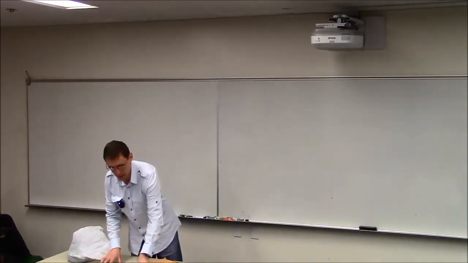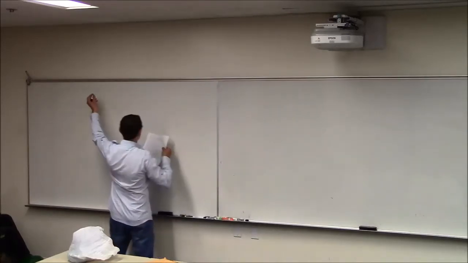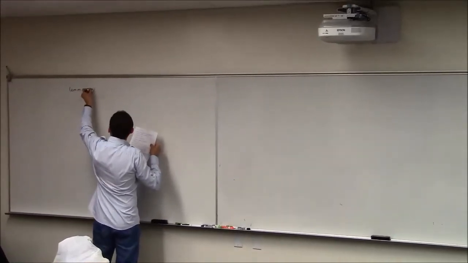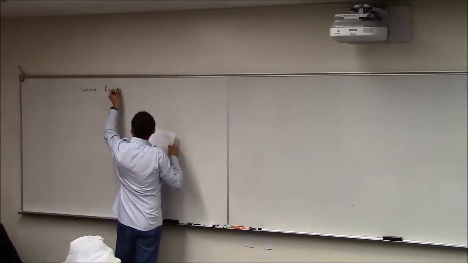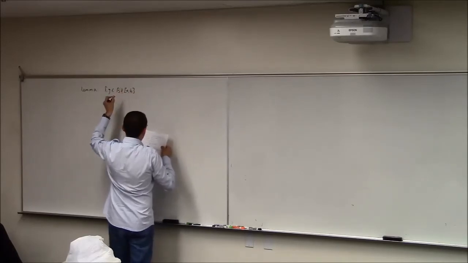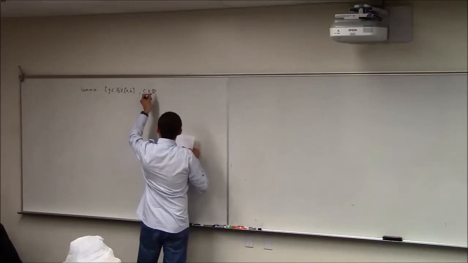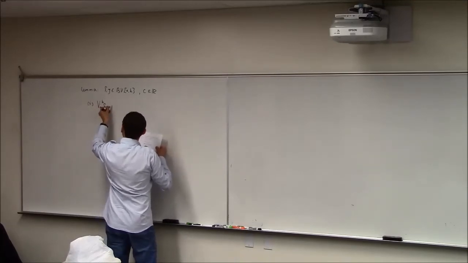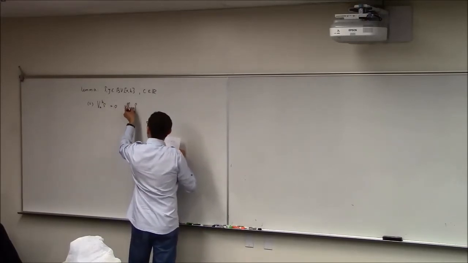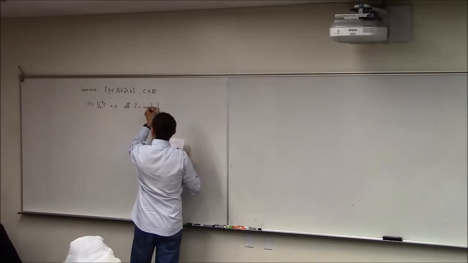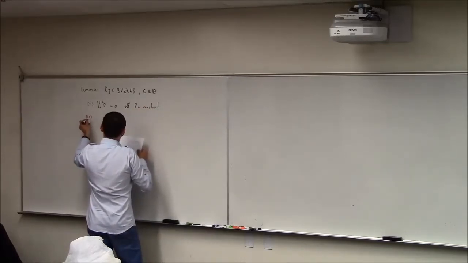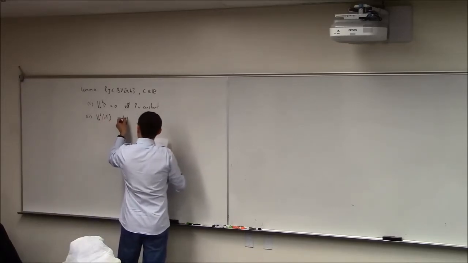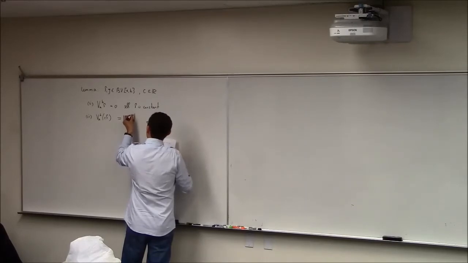So here's what we did Monday, functions of bounded variation, and for reference, I will put the lemma that we spoke about on Monday. So if f and g are functions of bounded variation on the interval [a,b], and c is some real number, then 1, the variation of f is equal to 0 if and only if f is constant. 2, the variation from a to b of c times f is the same as the magnitude of c times the variation of f.